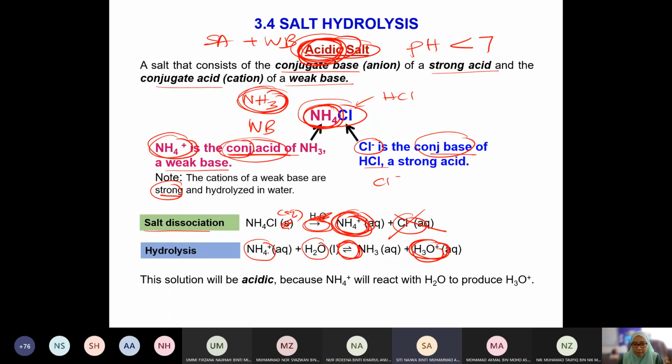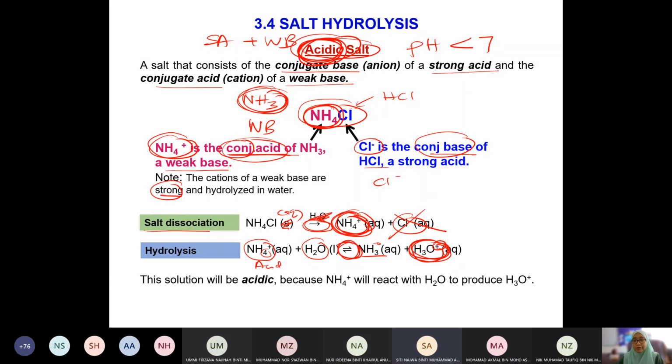NH4 plus, in this case, is an acid, so it will be the donor. It will donate one of its protons to H2O, producing H3O plus. So H2O becomes H3O plus because it accepts the proton, and the charge becomes positive 1. As for NH4 plus, since it donated the proton, it now lacks a proton, so it becomes NH3 with zero charge. So we have NH3 and H3O plus.